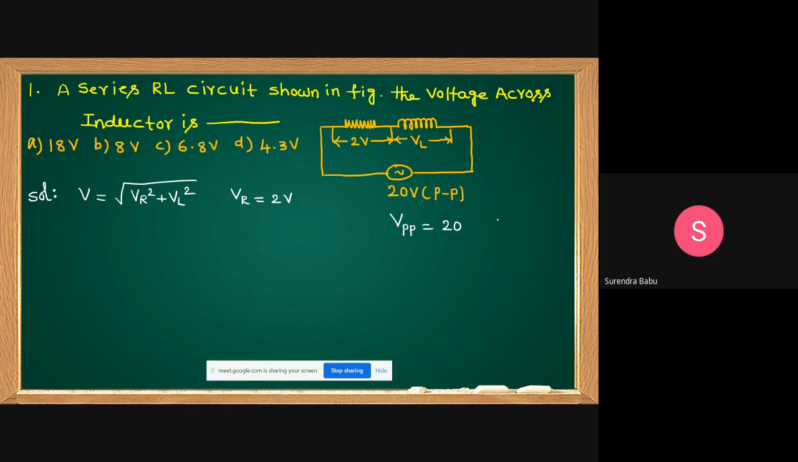Then peak to peak is 20. What is the peak value? 20 by 2, that equals 10 volts. What is the RMS value? 10 by root 2. Clear? Now you write like this.